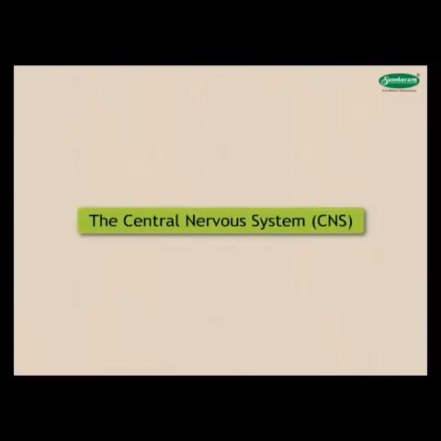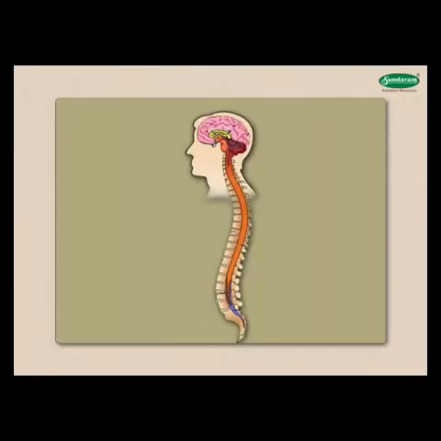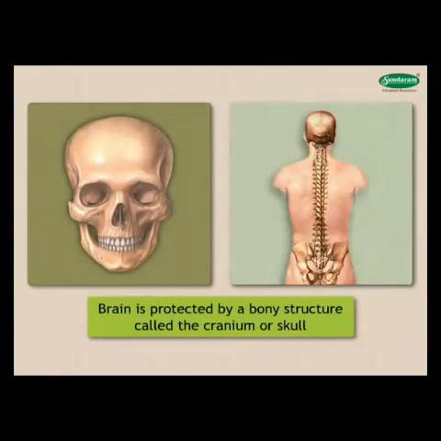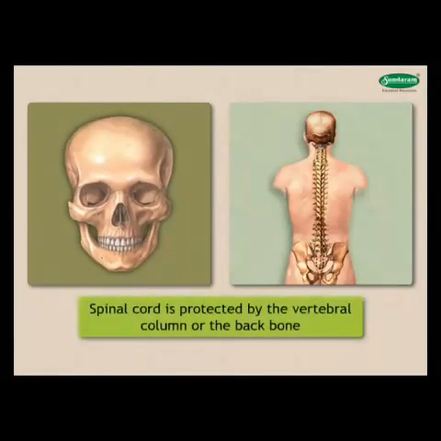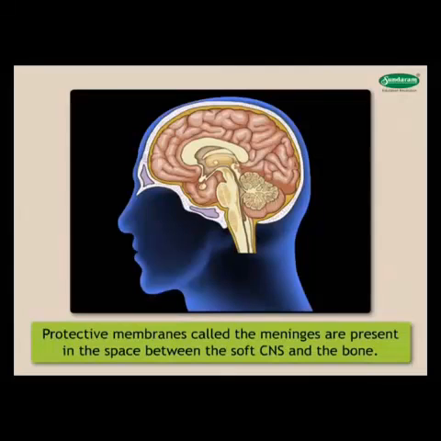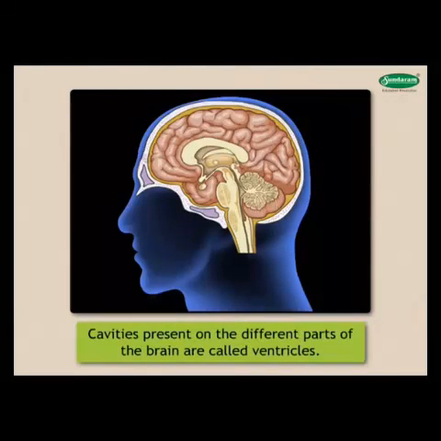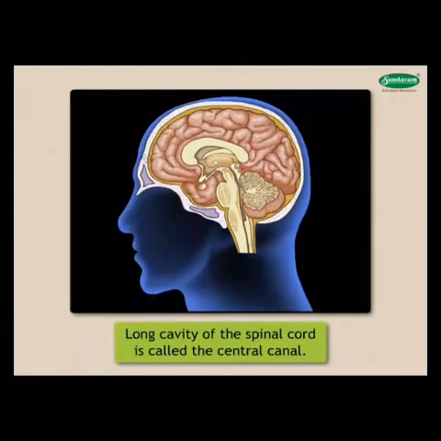Now let us study the central nervous system, CNS. The central nervous system is a delicate structure composed of the brain and the spinal cord. The brain is protected by a bony structure called the cranium or skull, and the spinal cord by the vertebral column or the backbone. Protective membranes called the meninges are present in the space between the soft CNS and the bone. There are cavities present in different parts of the brain known as ventricles, while the long cavity of the spinal cord is called the central canal.